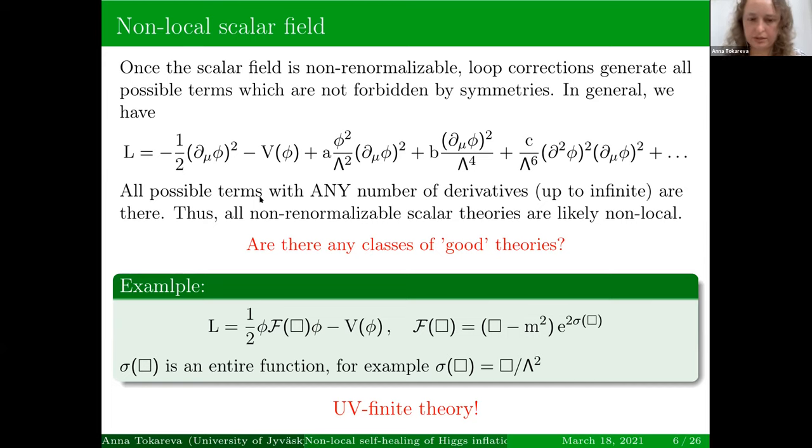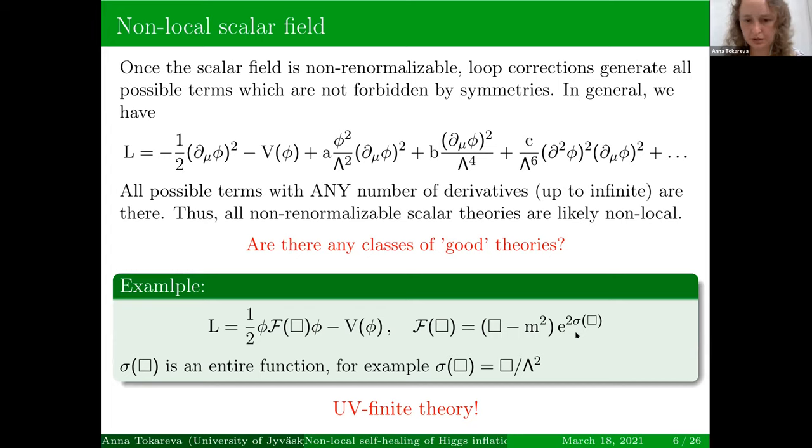And there is an interesting question: are there any classes of good theories? Good means that in principle, I can show later that they can be even renormalizable and finite, UV finite. They will not have ghosts. The simplest example is, let's take a Lagrangian with a non-local propagator, with some function of the box operator and any arbitrary potential V of phi.